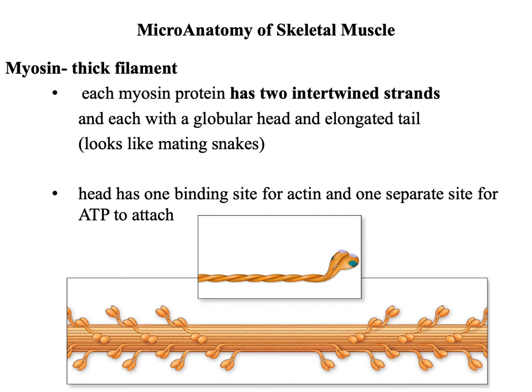There's some little things right here that are highlighted, and these are actually going to be binding sites for certain things. So I told you that actin and myosin are going to interact with each other to contract. So what's going to happen is when it's time, myosin is going to go and bind to actin right here. But what do we need for all of this to happen? We need ATP. So we also have to have an ATP binding site. So each of these little heads has a site to bind to actin and has a site to bind to ATP.